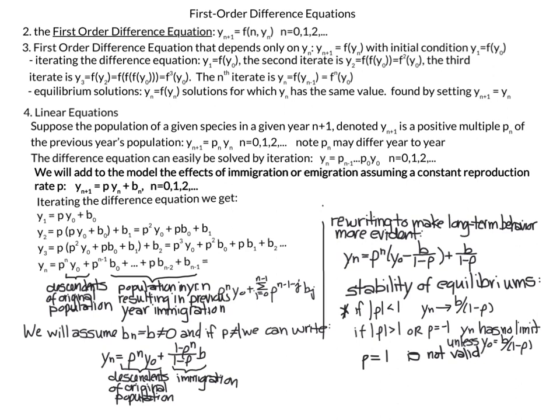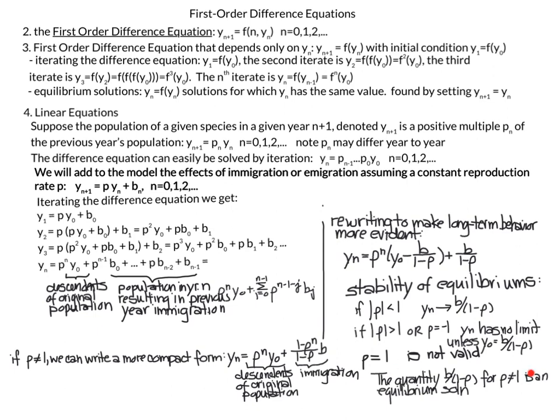Then next, if the absolute value of rho is greater than or equal to 1, this will grow without bound. Also, if rho is equal to -1, this also will tend to grow without bound. So y_n has no limit unless y naught is equal to b over 1 minus rho, because that would give us 0. And last, you can see that rho equals 1 is not a valid case, so there's no equilibrium or stability here. Again, I just wrote that the quantity b over 1 minus rho, for rho not equal to 1, is an equilibrium solution and it is stable.